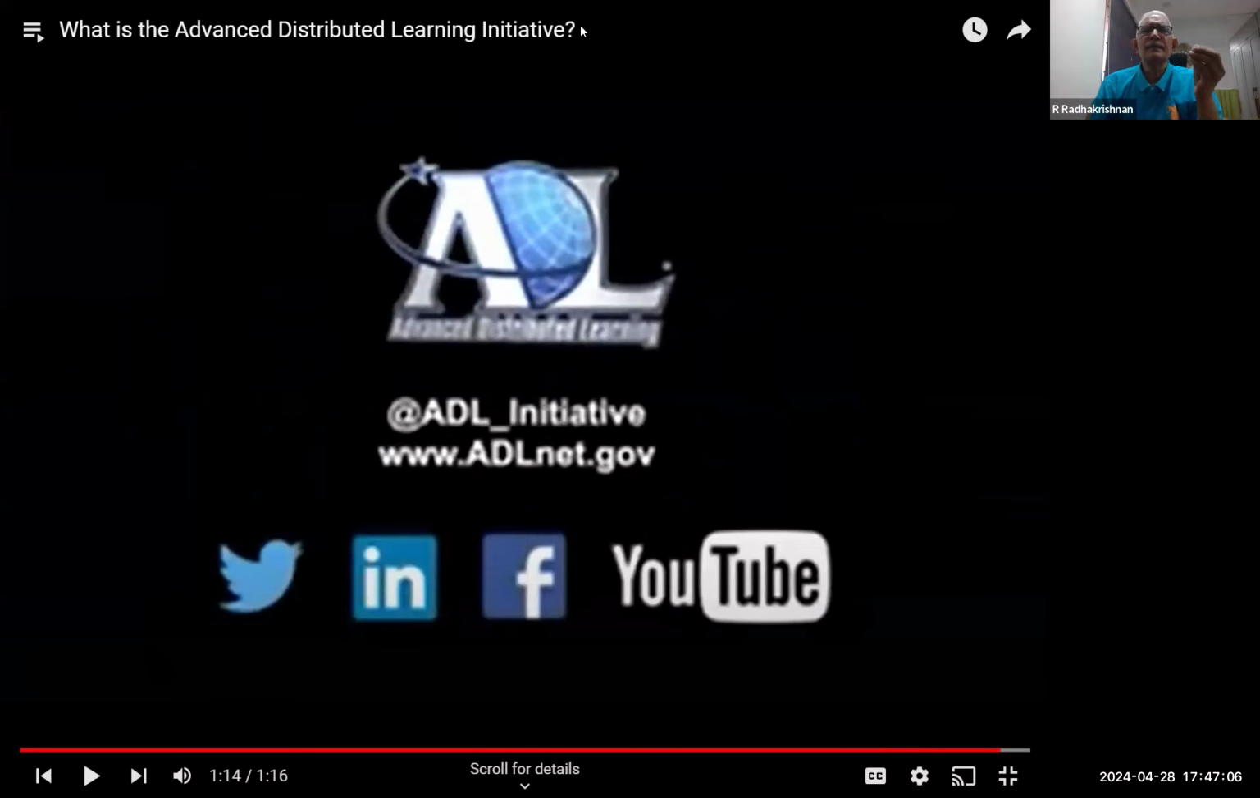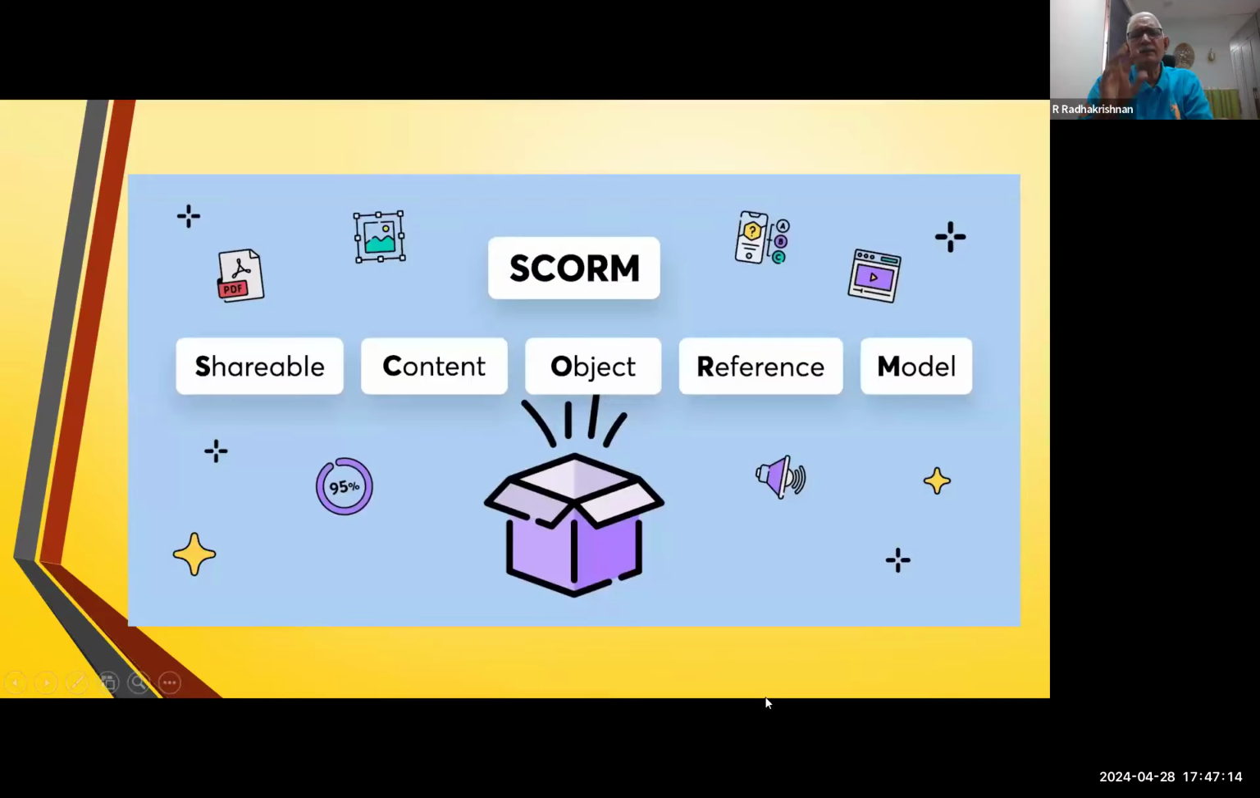That's the small audio visual on what ADL does. Now we'll move on to the next part. One of the ADL's major initiatives was SCORM. SCORM stands for Shareable Content Object Reference Model. So that is what SCORM is all about.